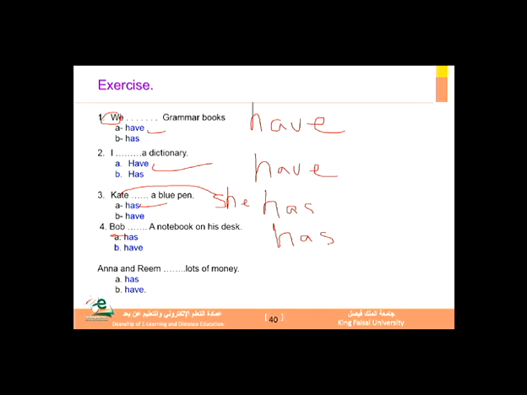Anna and Reem has or have lots of money? Anna and Reem have lots of money, because Anna and Reem are plural, so basically we have one which is Anna and another one which is Reem, so we have they. So the pronoun that represents Anna and Reem is a plural pronoun, so we have to use have. They have. Or basically Anna and Reem have lots of money.